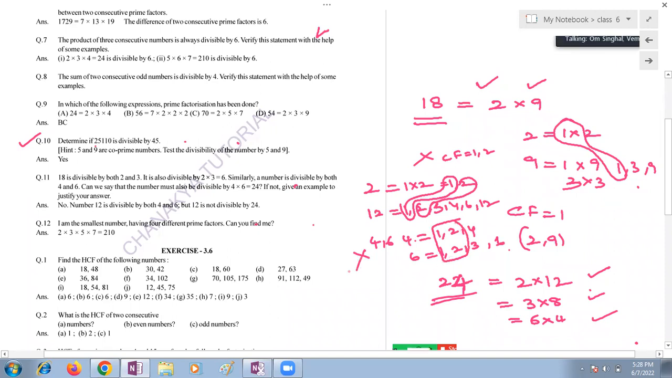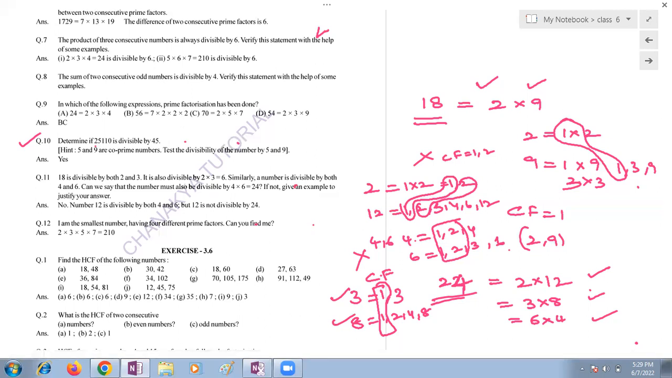And 3 and 8 has only one. If I'm taking the factors of 3, they are 1 and 3, and 8 has 1, 2, 4, 8. So here the common factor is only 1. So this pair we can check. The 24 divisibility rule means it should be true for the 3 rule and it should be true for the 8 rule.